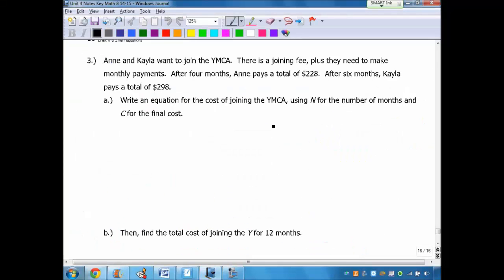All right, question number 3 says that Anne and Kayla want to join the YMCA. There's a joining fee plus they need to make monthly payments. After 4 months, so let's underline our key information. There's a joining fee and they need to make monthly payments. After 4 months, Anne pays a total of $228. After 6 months, Kayla pays a total of $298.